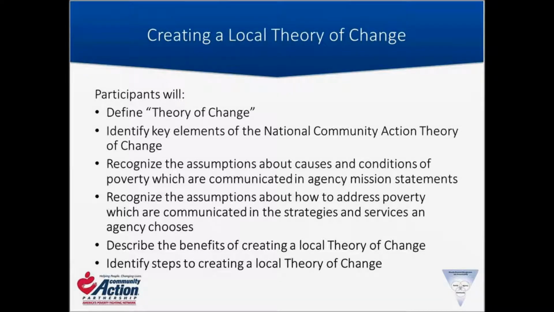They'll be able to recognize the assumptions about the causes and conditions of poverty, which are then communicated through agency mission statements. So it really takes a look at the mission of your agency. Also, it digs into the assumptions and helps agencies recognize the assumptions about how to address poverty, which are communicated in the services and strategies that the agency chooses. It also describes the benefits of creating a local theory of change and the steps to creating a local theory of change.